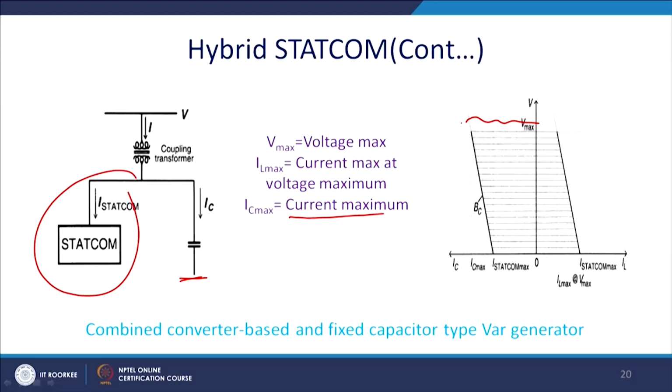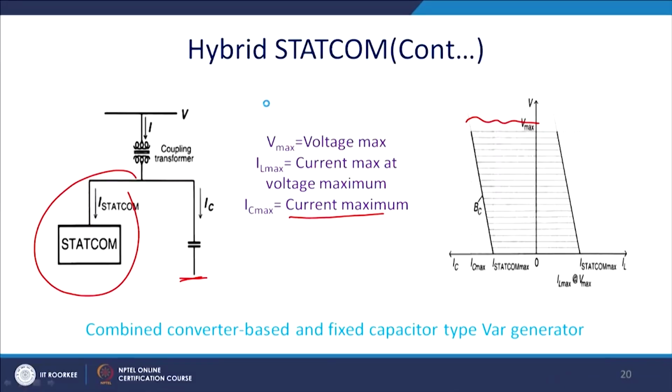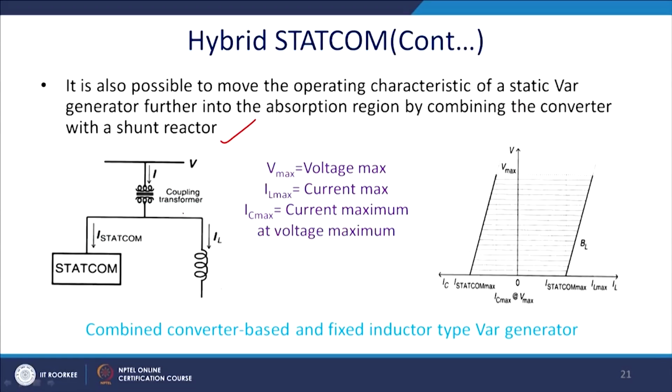So, similarly it is possible to move the operating point of the Statcom further into the absorption region by combining a converter and the shunt reactor. So, you have connected a series capacitor, so it will be coming this side, and you have connected an inductor, so it will be coming this side. So, not much difference, just whether you are connecting a reactor or the capacitor, that matters. So, other things are same.